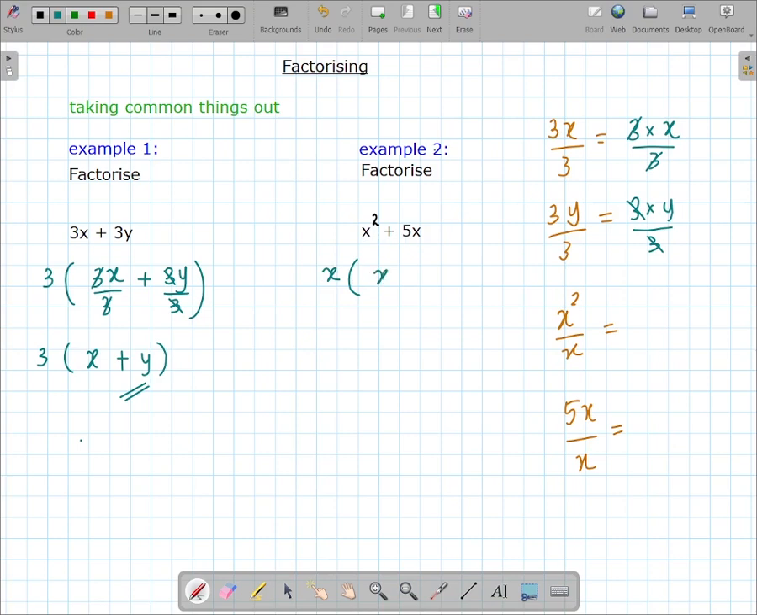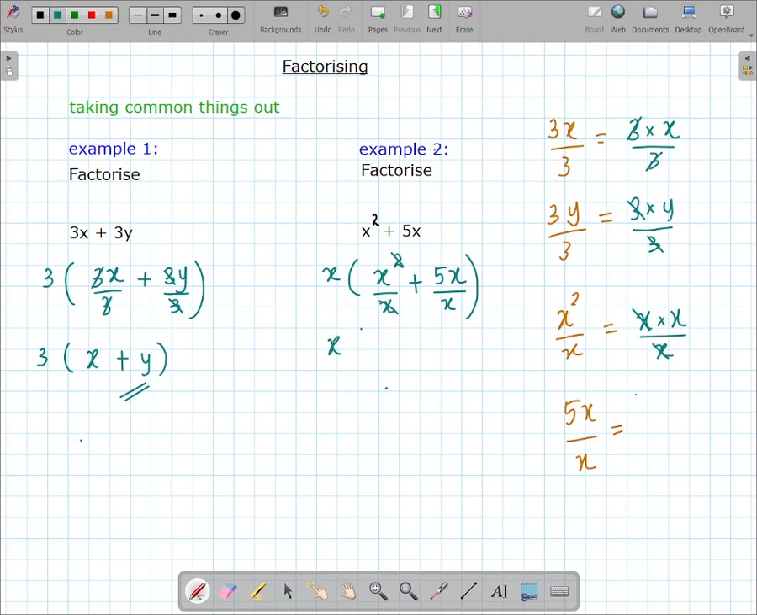So let's write x to the power 2 divided by x, plus 5x divided by x, close bracket. Then x to the power 2 divided by x. x to the power 2 means x times x divided by x. Then x and x get cancelled, so x remains. So this power and this x get cancelled.